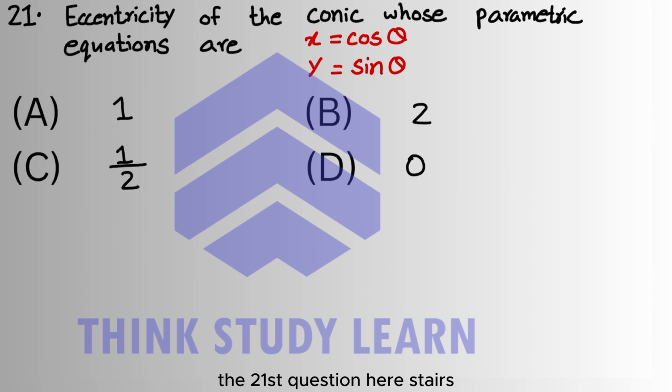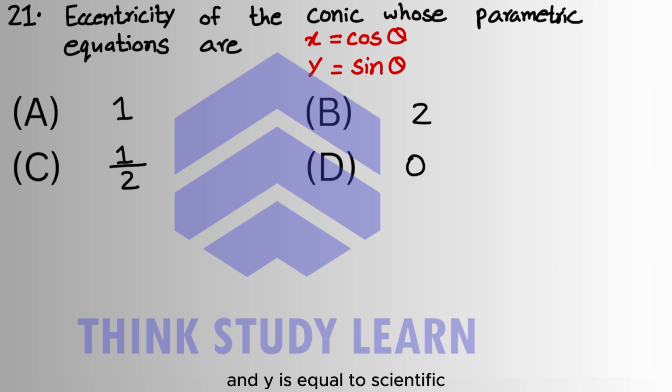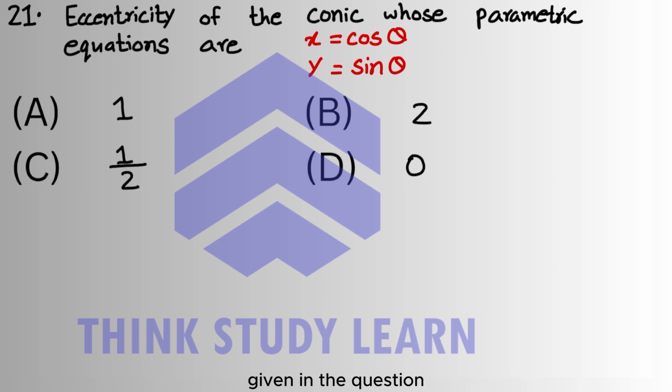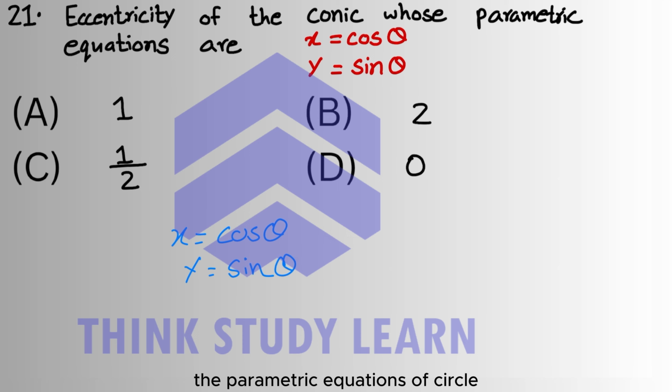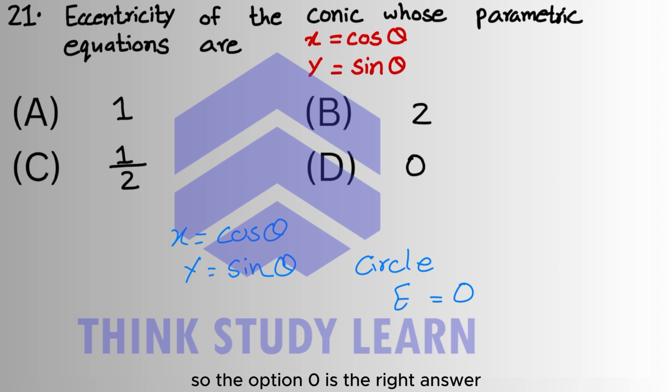The 21st question states: eccentricity of the conic whose parametric equations are x is equal to cos theta and y is equal to sin theta. So clearly when we see the parametric equations given in the question, we know that x is equal to cos theta and y is equal to sin theta are the parametric equations of a circle. So we know that the eccentricity of a circle is equal to 0. So D option 0 is the right answer.